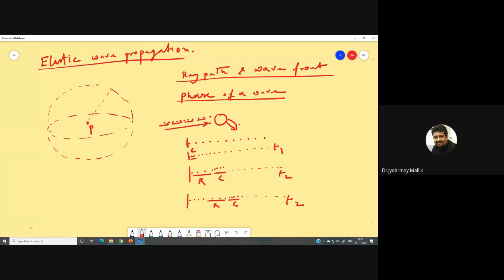Now, of course, if I keep on disturbing, if I again make a disturbance here, another cycle will start. It will start with a C, then R, then C, R, C, R. So I have repetitive compressions and relaxations.